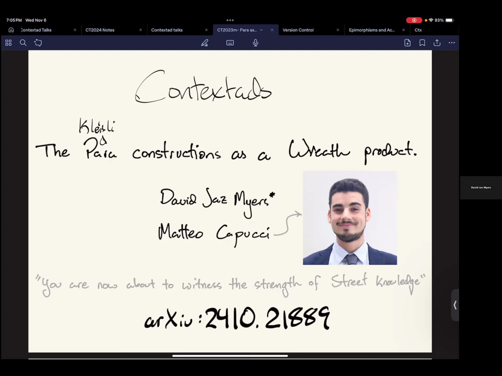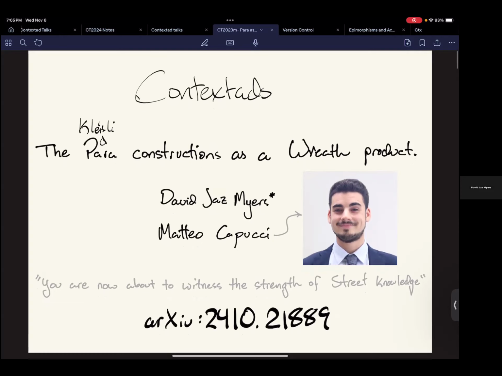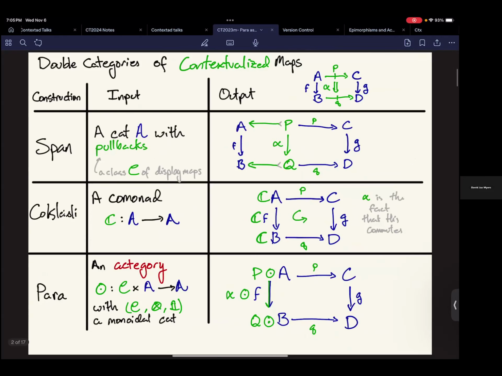And those other cases include Kleisli categories for comonads, as well as the span construction. So we're going to see all three of these as an example. So we decided to pick a general name, and that name is contextad. So that explains this weird name. But the idea is that we're going to try to axiomatize this situation that's quite common, where you have maps in a category that have some extra context floating around.